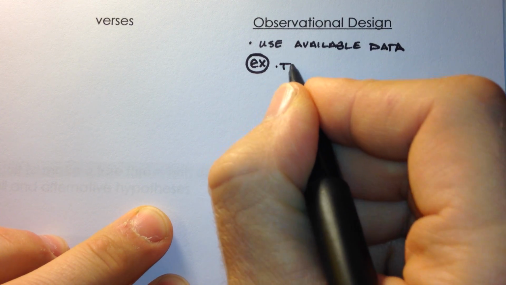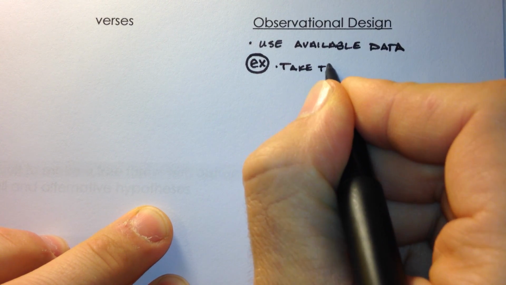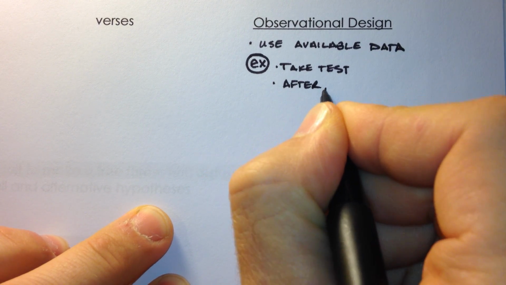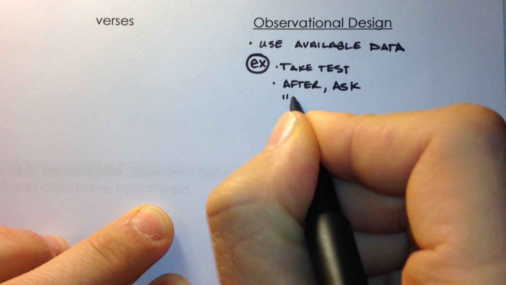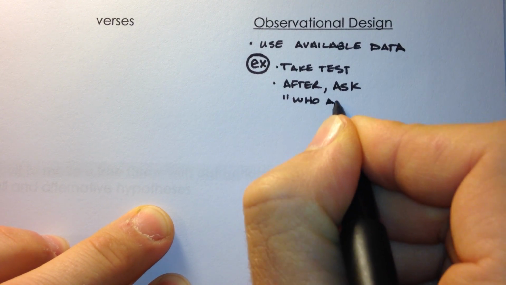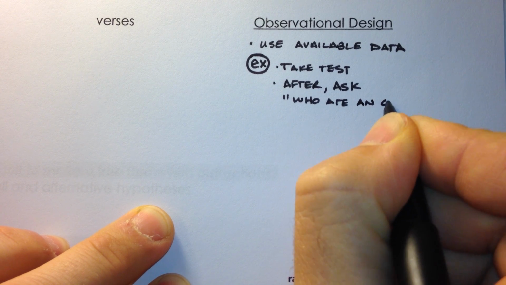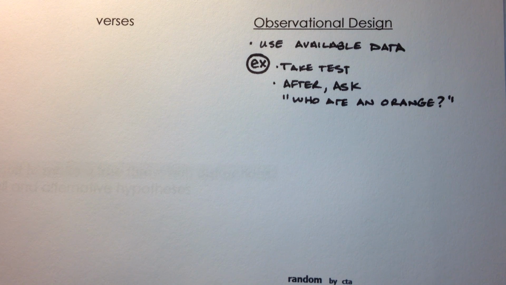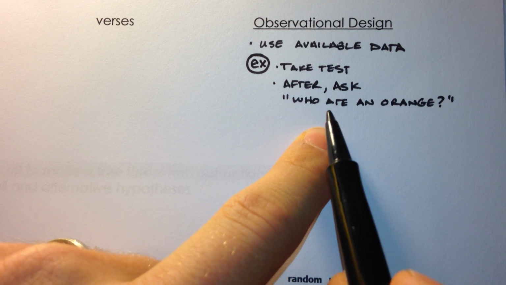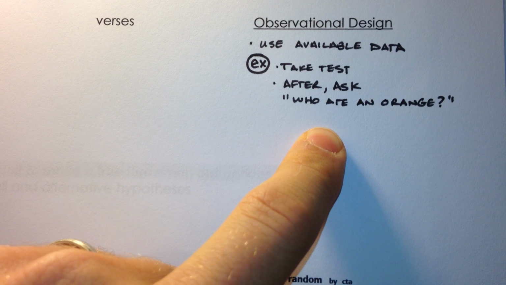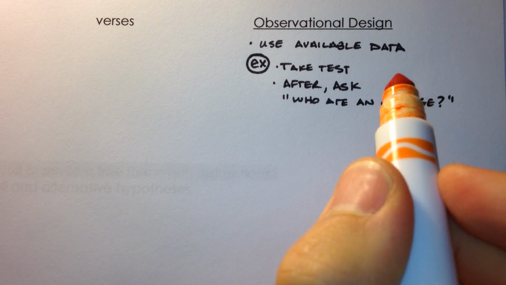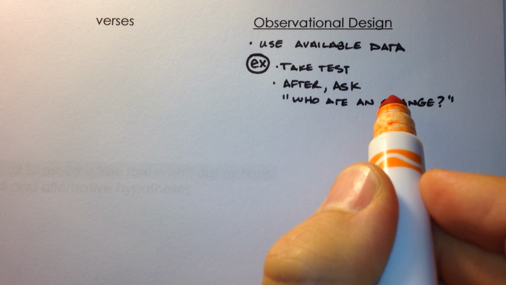We would take the test, and then after, we would ask, who ate an orange? And we would be able to compare the orange group to the non-orange group, and we might even be able to show that there's an association, that students that did eat an orange did better on the test. But that can't prove that the orange is the cause.